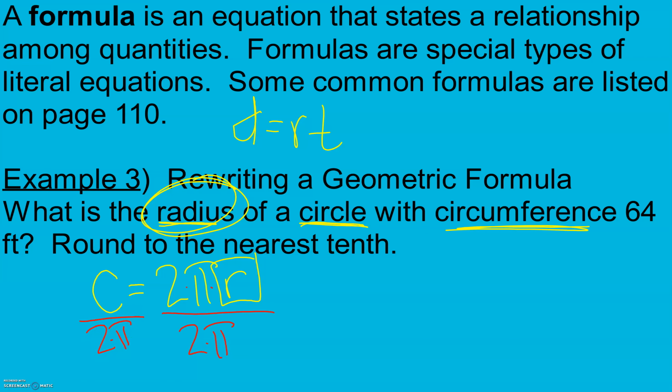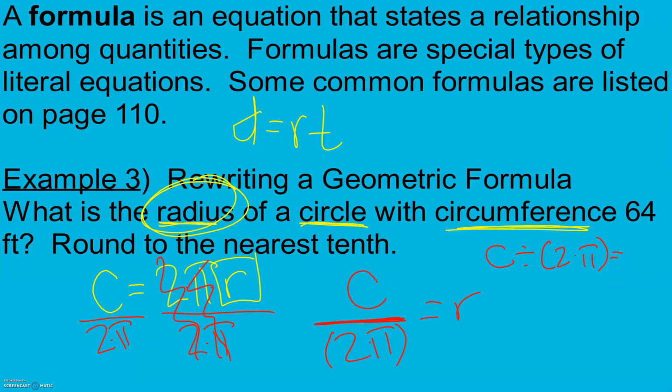Keep in mind that 2 divided by 2 is 1, pi divided by pi is 1. The fraction bar is a grouping symbol, so when you go to type this in your calculator, you're going to have to put in parentheses there. We don't need to write it with parentheses because our fraction bar is our grouping symbol, but when you type it in your calculator, you're going to take your circumference divided by, in parentheses, 2 times pi, equals.